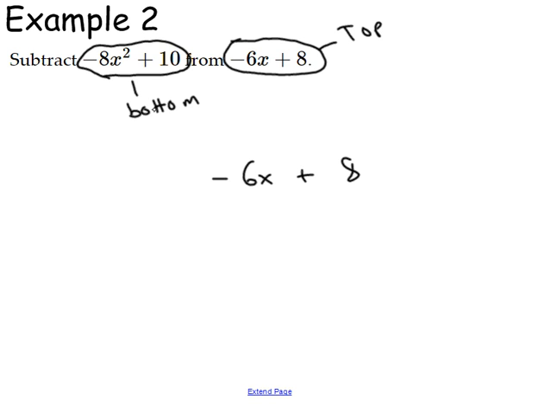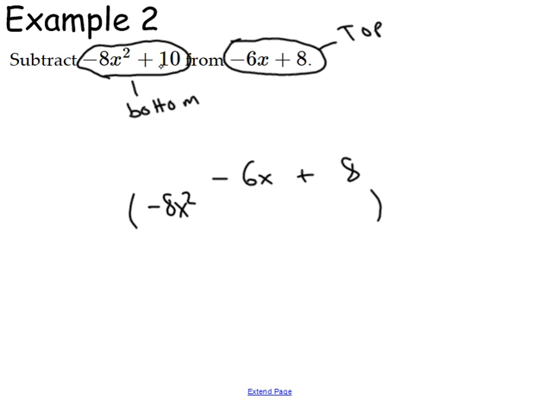Now remember, your bottom expression is always going to be in parentheses. So I'm going to write my parentheses first. Now, watch how I stack, because it's important. Negative 8x squared, I'm not going to put it under the negative 6x, because negative 8x squared and negative 6x are not like terms. So I'm going to put it over here, negative 8x squared.